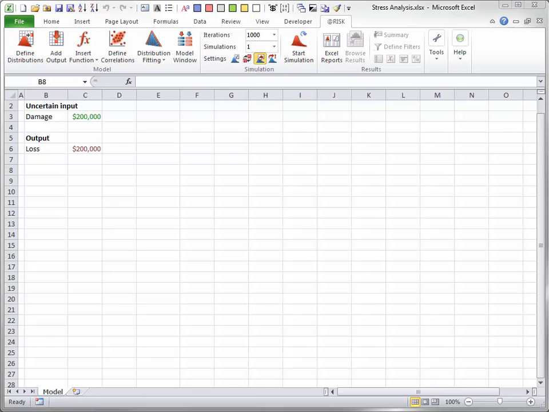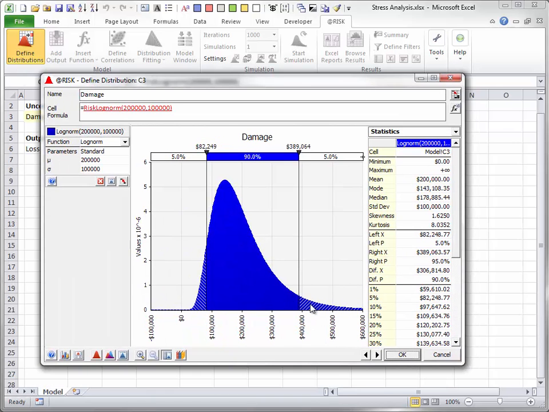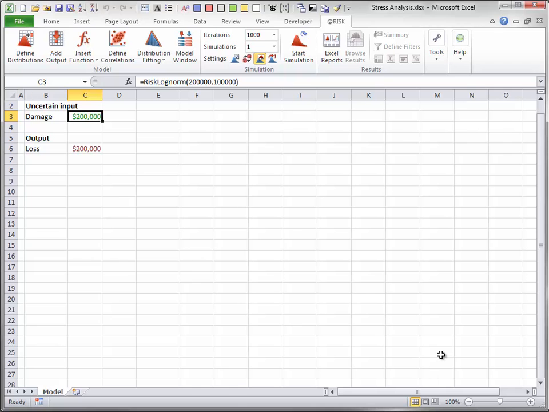Here's a typical example where stress analysis is useful. Suppose that you own an asset, such as a home, that is at risk to certain damages, such as damages from an approaching hurricane. You believe the potential uncertain damage amount is lognormally distributed, with mean 200,000 and standard deviation 100,000. This implies a fairly long tail to the right, where the damage could be huge.